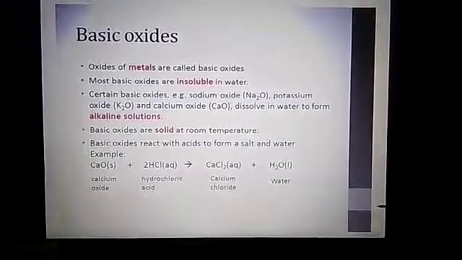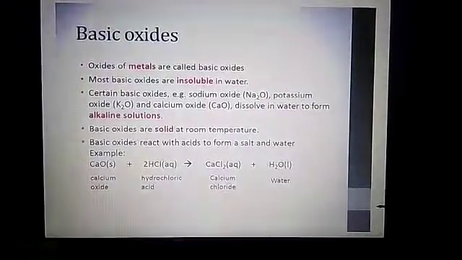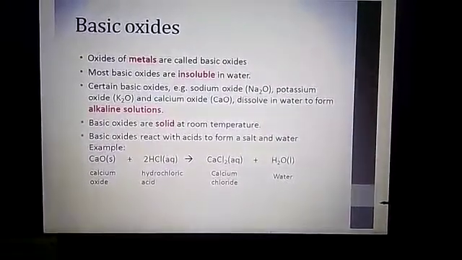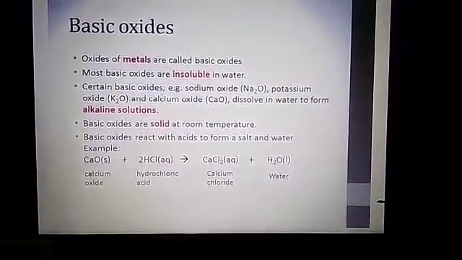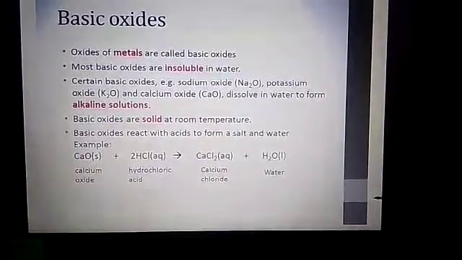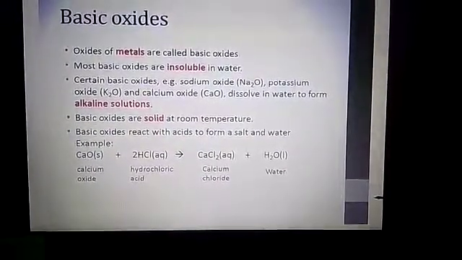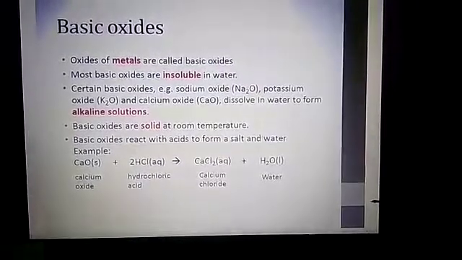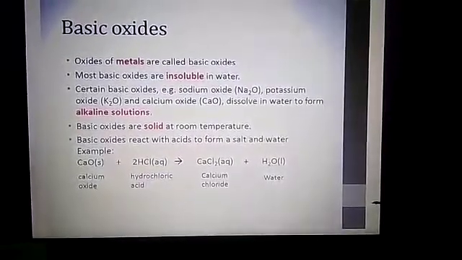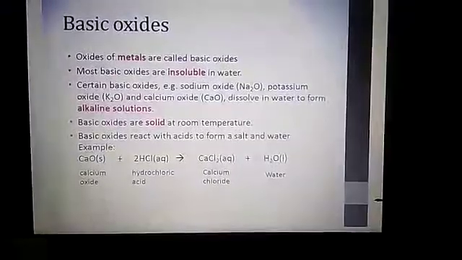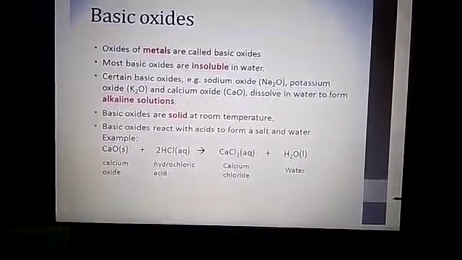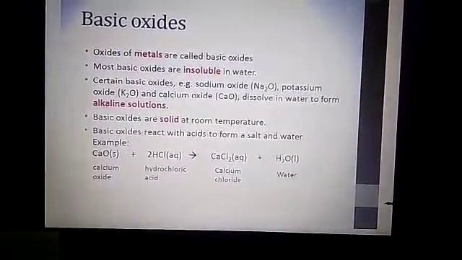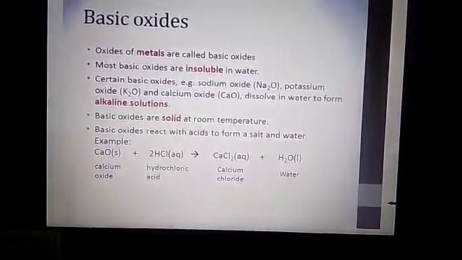For example, calcium oxide plus hydrochloric acid. So calcium oxide is solid and the aqueous solution, that is the solution, is hydrochloric acid. It forms calcium chloride plus water, that is salt plus water. So when hydrochloric acid, an acid, reacts with the base calcium oxide, a solid, it gives salt plus water.